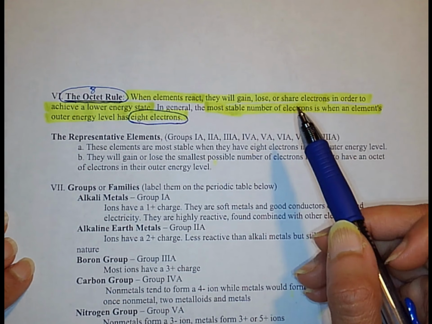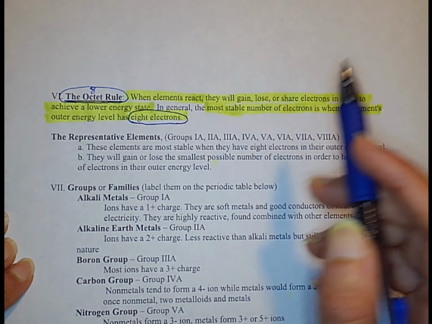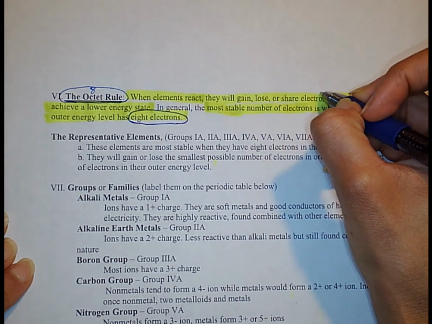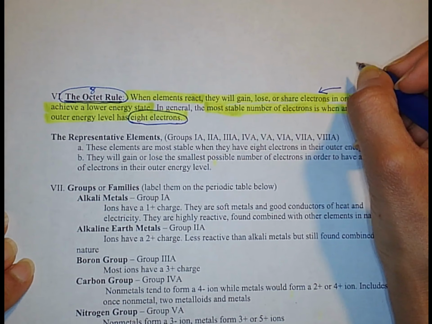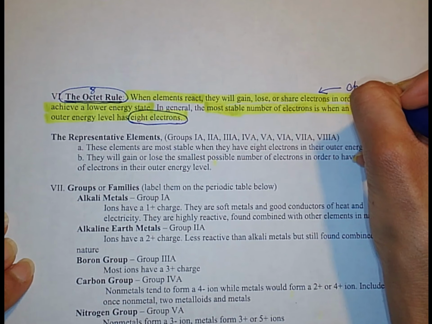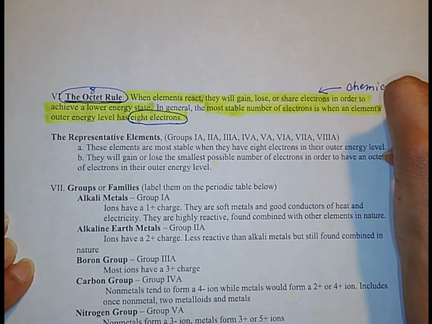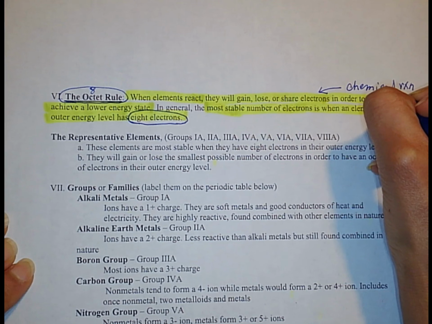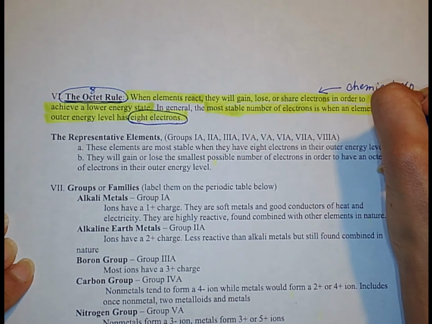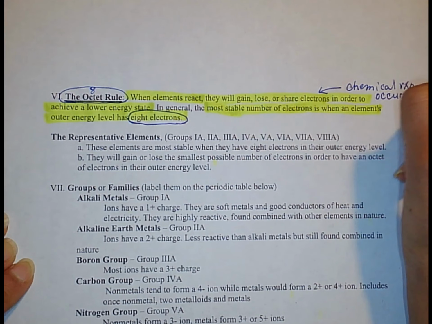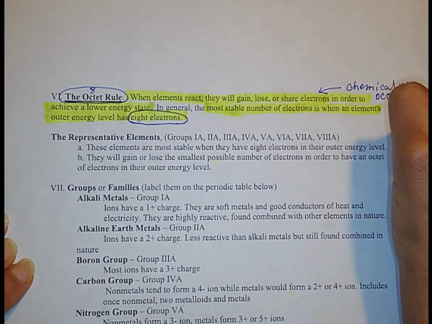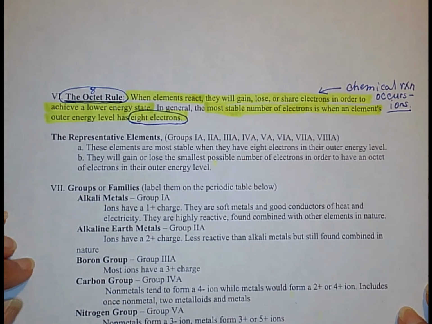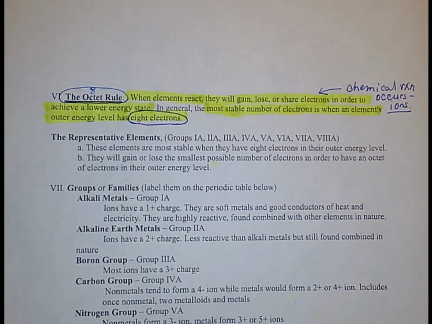So understand that when these electrons are involved in a chemical reaction, when a chemical reaction occurs, these electrons are the ones that become ions. Okay, so remember that they are the ones that become ions.